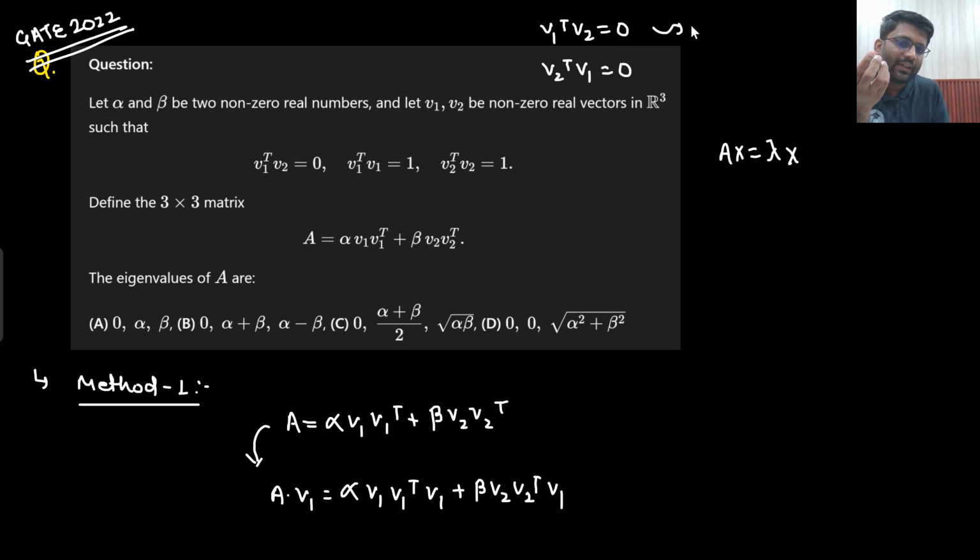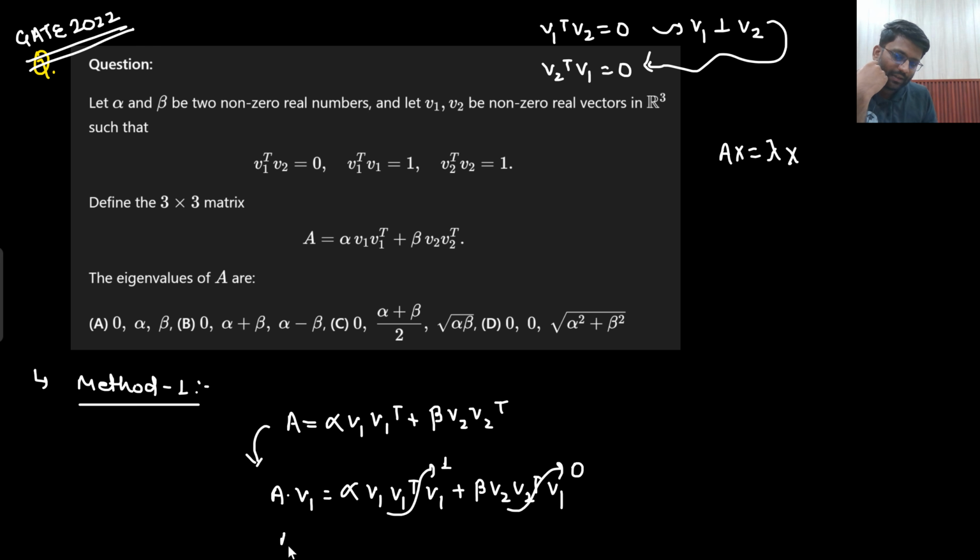Basically, if this is the scenario, that means v1 and v2 are orthogonal to each other. If they are orthogonal to each other, then this is also true. So this value will be 0. And what about this value? v1 transpose into v1, that is 1. This value is 1. So what you are getting? A into v1 is coming out to be alpha into v1. This is what you are getting.